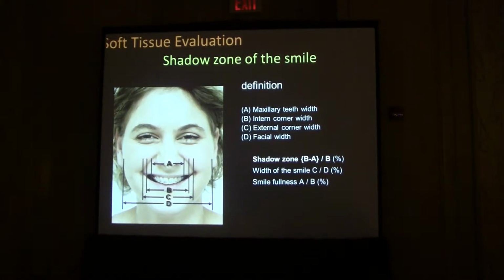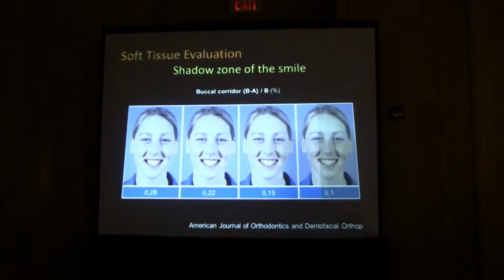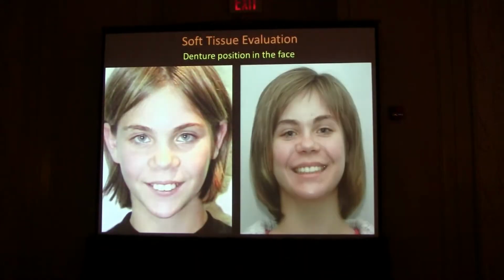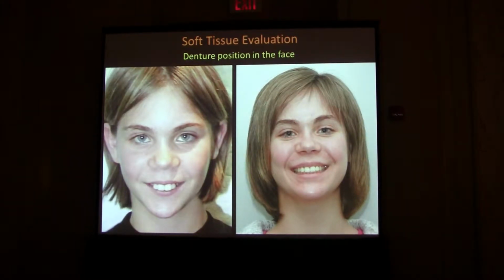Another important thing is to look for the shadow zones of the smile. On these 4 pictures published in the AGO, you can see how the shadow zone of the buccal corridor improves simply by modifying the width of the transverse dimension of the dental arches. We must take into consideration the position of the denture on the face as the final determinant of our treatment planning.